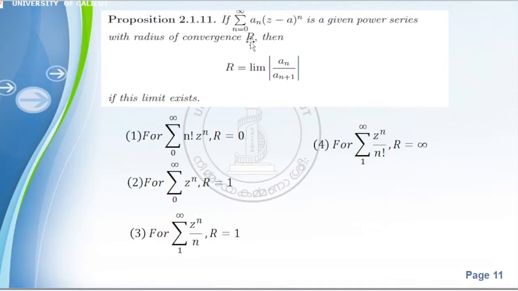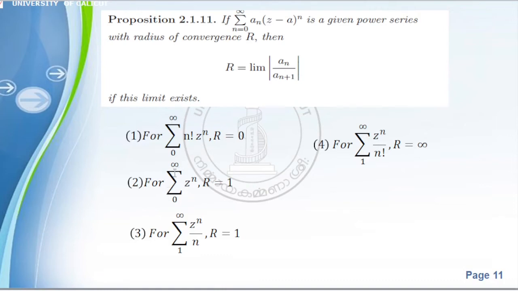If sigma a_n (z minus a) raised to n is a power series with radius of convergence r, then r equals the limit of modulus a_n by a_n plus 1, if this limit exists. For sigma n from 0 to infinity n factorial z raised to n, the radius of convergence is 0. By applying this, you can find that its radius of convergence is 0.